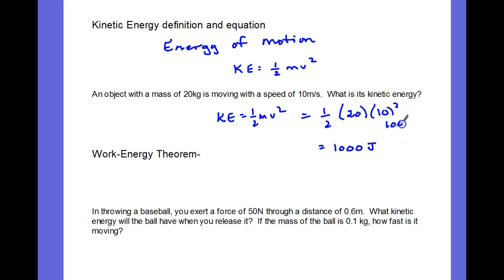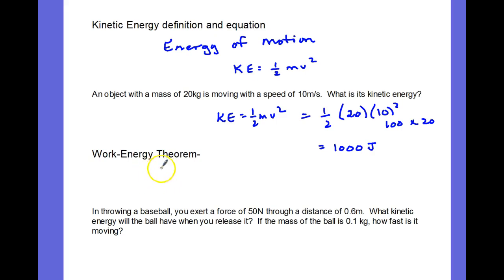Did I do that math right? 100 times 2 would be 200, times 20 would be 2,000, and half of that is 1,000. Okay. That would have been so much easier if I had said half of 20 is 10, and 10 times 100 is 1,000.